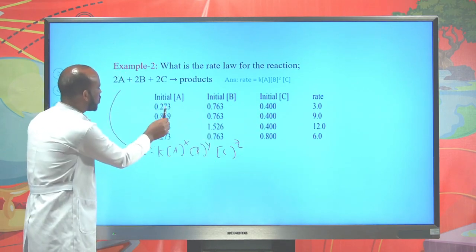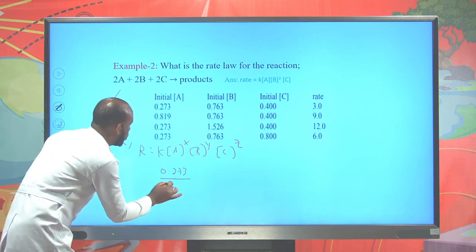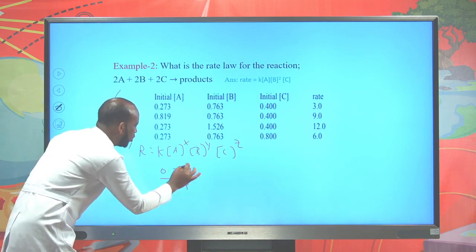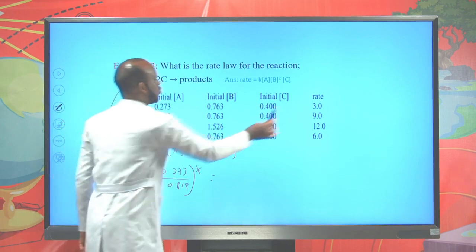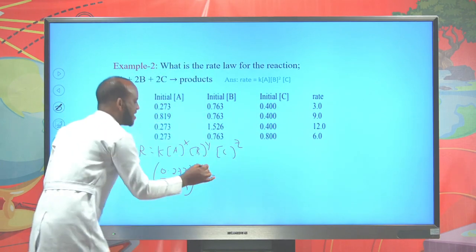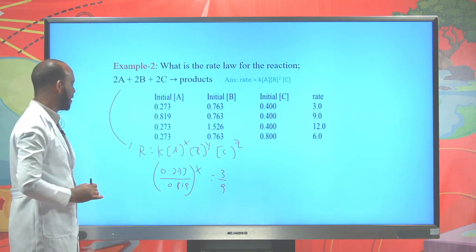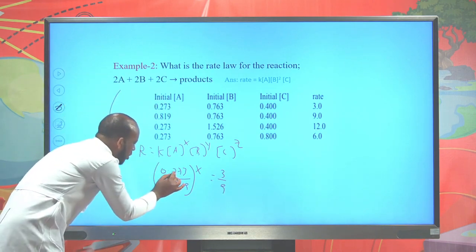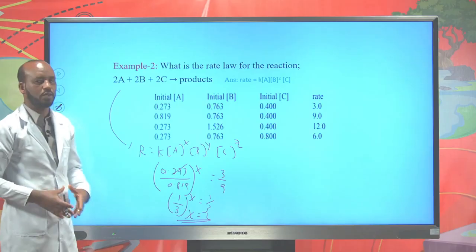Now, 0.273 divided by 0.819 to the power x equals rate 1 divided by rate 2, which is 3 over 9. Dividing by 0.273, this is 1 over 3 to the power of x equals 1 over 3. From this, x equals 1. The value of x is 1.